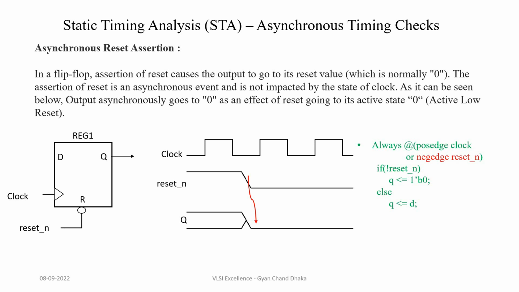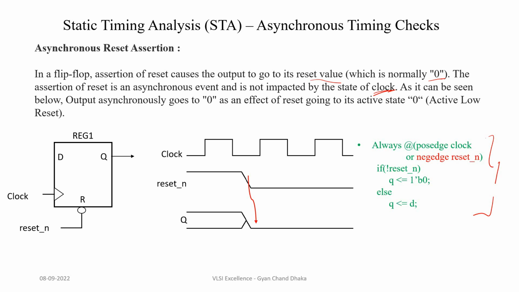Now, before going further, let's understand the behavior of our flip-flop when the asynchronous reset signal asserts and de-asserts. When the asynchronous signal asserts, it causes the flip-flop output to go to the reset value. Normally the reset value is 0. The assertion of the asynchronous reset is not impacted by the state of the clock. And what does the Verilog HDL code of an asynchronous reset flip-flop look like? The code looks like this.